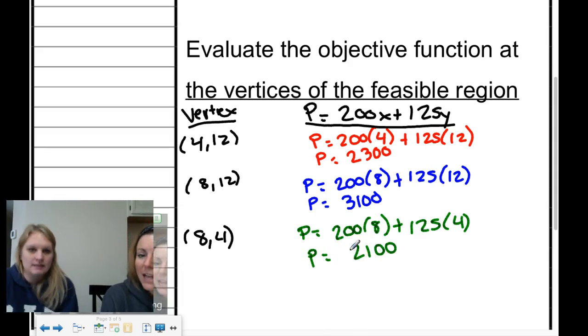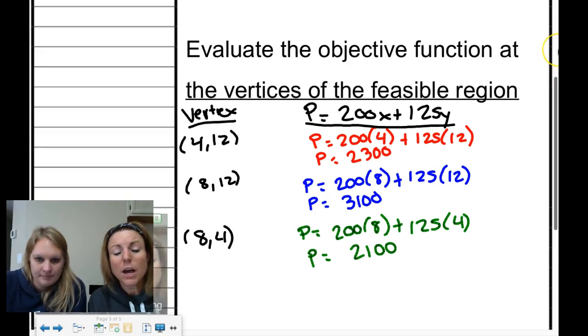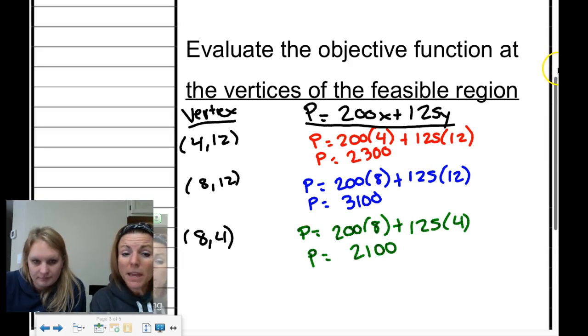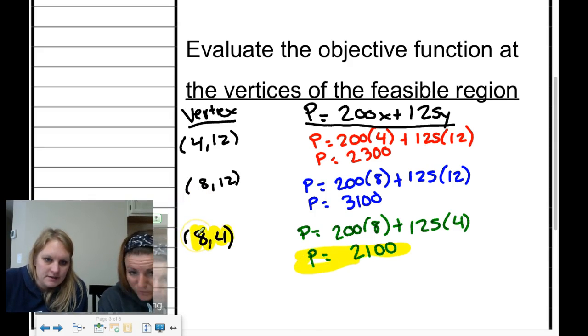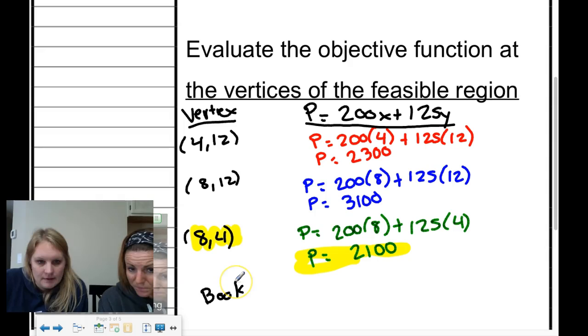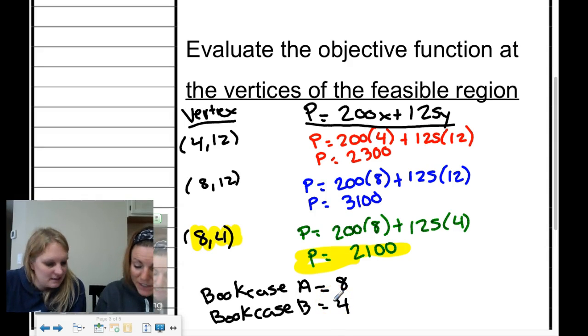So now we have to answer the question. How many of bookcase A and how many of bookcase B are we going to make to minimize the cost? Which one has the lowest cost? Here's our lowest cost. So we have our answer. Bookcase A, we're going to make 8 of them. And bookcase B is 4. That is our answer.